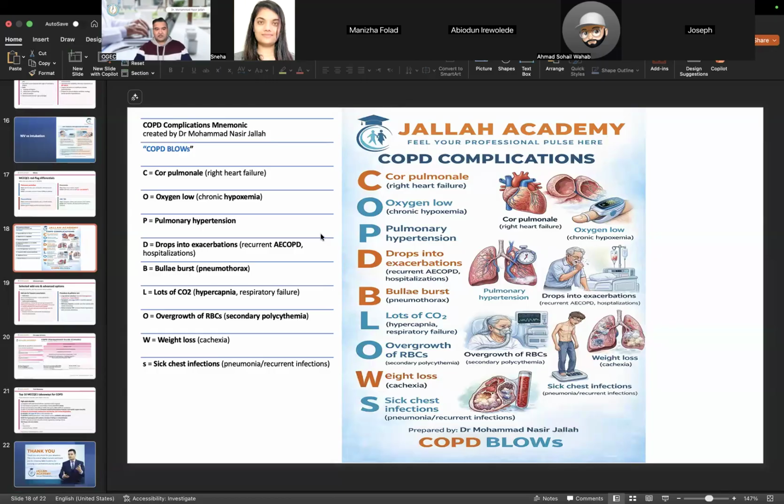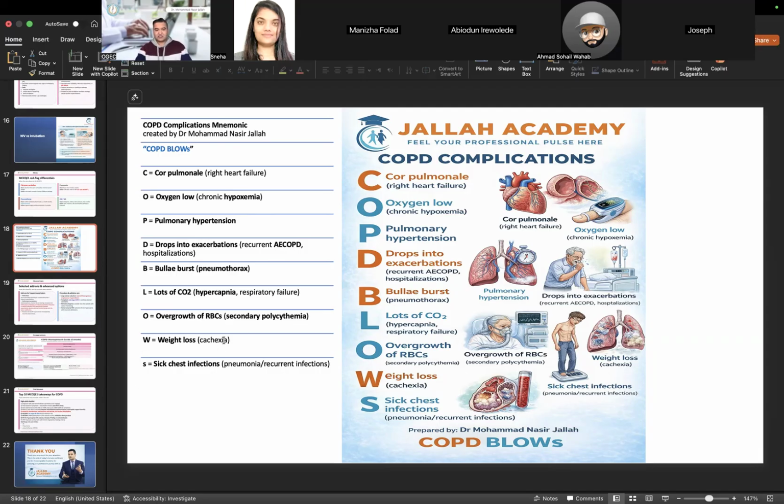Now, for the complications, I made a mnemonic that is a little bit easy and fun to remember. So I made COPD BLOWS. C stands for cor pulmonale. O stands for oxygen low, like chronic hypoxemia. P stands for pulmonary hypertension. D stands for drop into exacerbation. B stands for bullae burst, pneumothorax. L is for lots of CO2, hypercapnia, respiratory failure. And O, overgrowth of RBC, secondary polycythemia, which is the result of chronic hypoxemia.